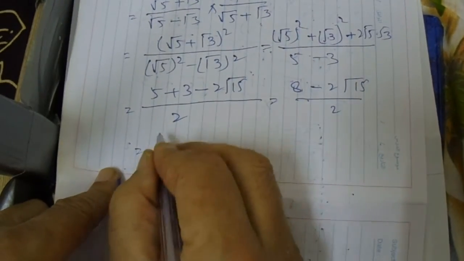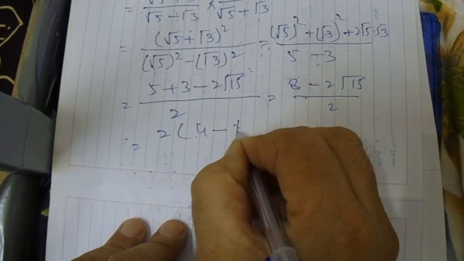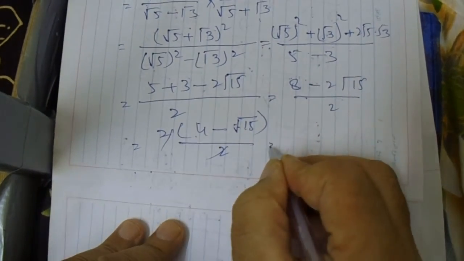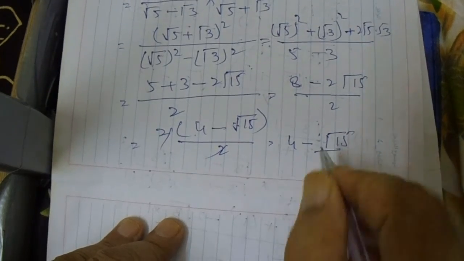Now we take 2 common from this, 2 times 4 minus under root 15 over 2, this will cancel, you have 4 minus under root 15. Now this is the answer.